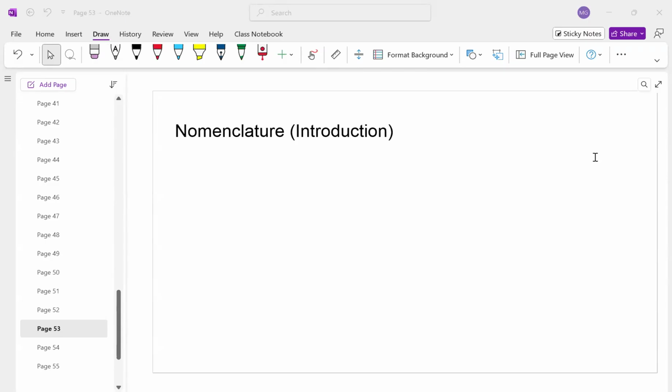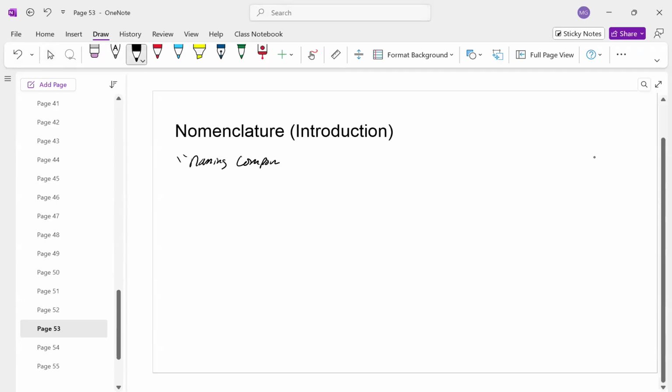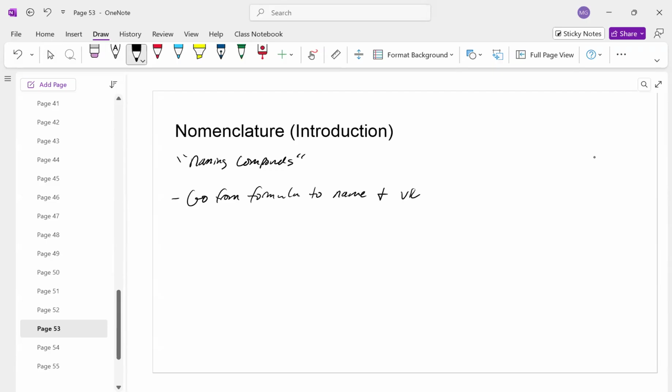All right, so now we're going to wrap up this whole unit by looking at how we name compounds in general chemistry. The fancy term we give this is nomenclature. That's just naming compounds. What we're going to do is go from formula to the name and vice versa. And you'll be responsible to do that.